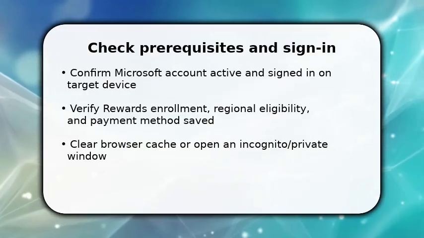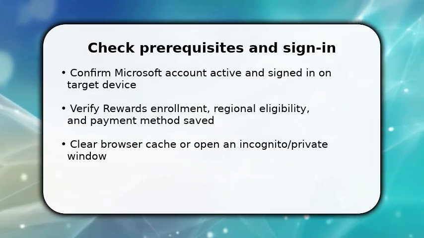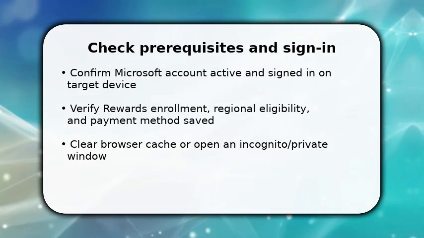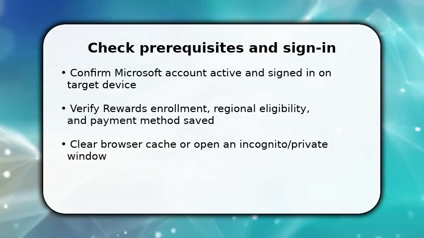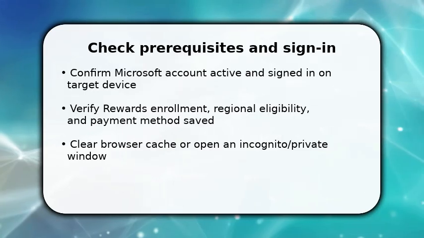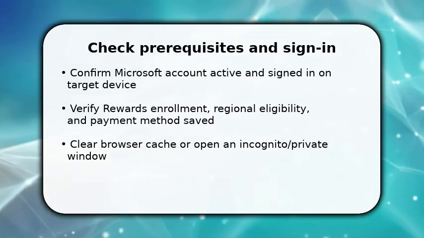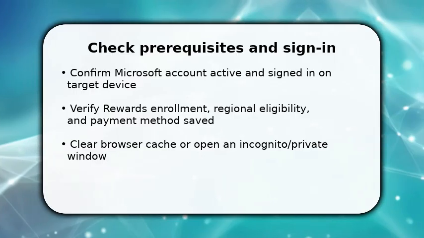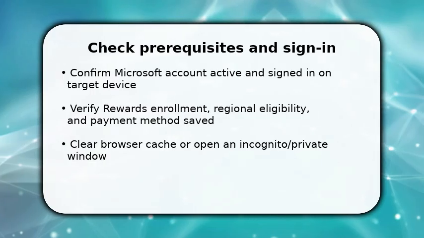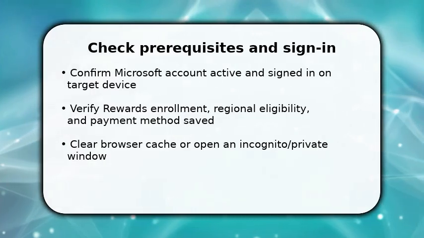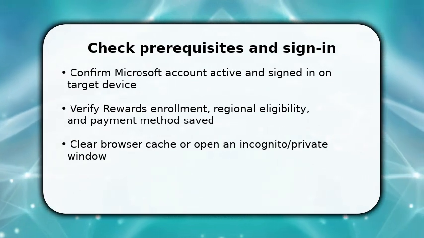You start by confirming prerequisites. Sign into the correct Microsoft account and make sure Rewards is enrolled for your region. Once done, check that your payment method or voucher details are saved and valid, because missing billing info often blocks checkout. Make sure you're using an up-to-date browser or the Microsoft Edge app. If you already tried before, open a private or incognito window and retry the order to eliminate cache or extension interference before moving to deeper fixes.